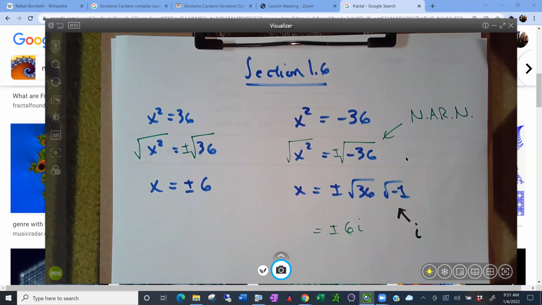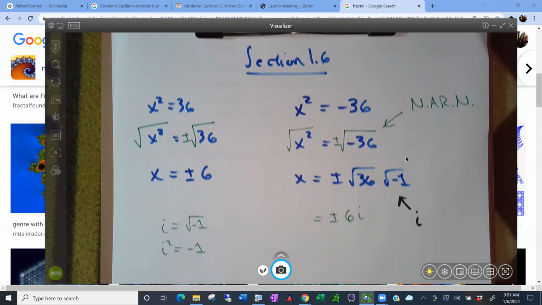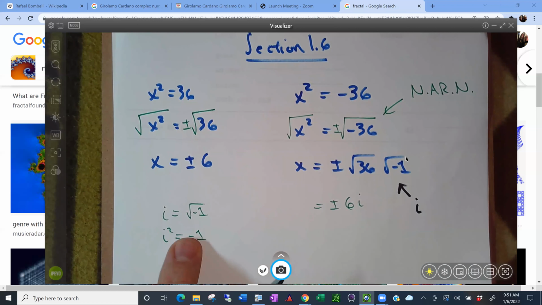So, wow, that kind of works out, doesn't it? It's based on the idea that the square root of -1 is i. And that means if I square both sides, I end up with -1. And that's the important and amazing fact about i, is that i squared is a negative number.